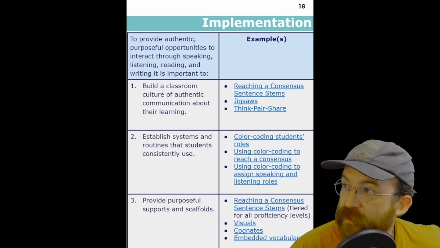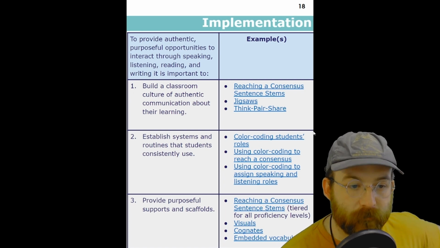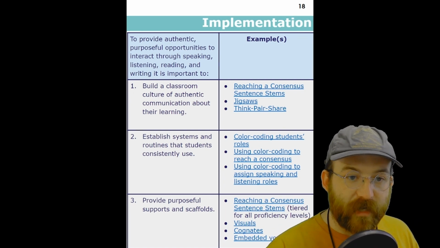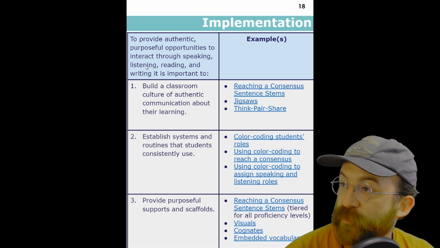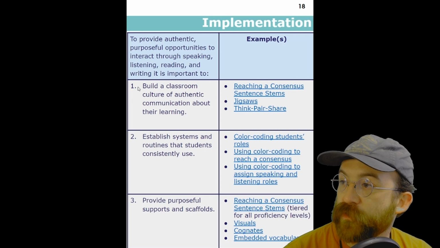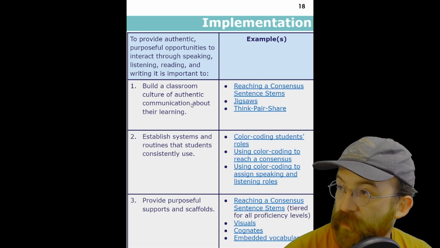There's some real good stuff that starts on slide 18, which talks about the implementation of some of these strategies. So on the left here, it says to provide authentic, purposeful opportunities to interact through speaking, listening, reading, and writing. It's important to build a classroom culture of authentic communication about their learning.